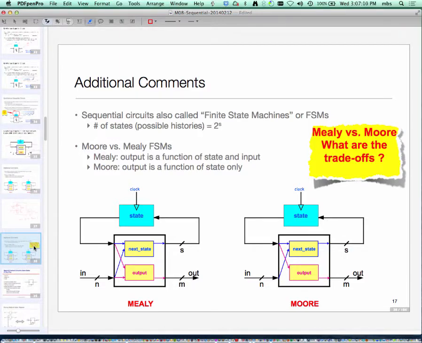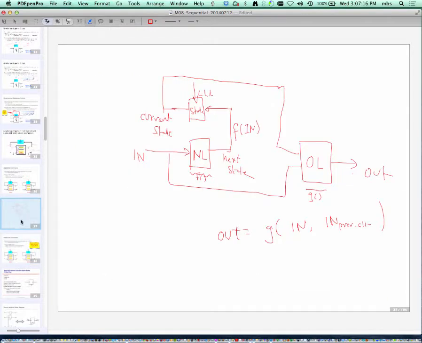The one you drew just now was Mealy, right? Which one? The one you drew just now was Mealy. Oh, this one? Okay, so you tell me, is it Mealy? Yep, because the output depends upon the input.